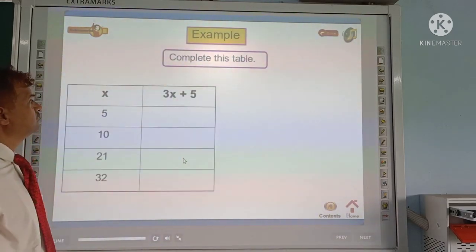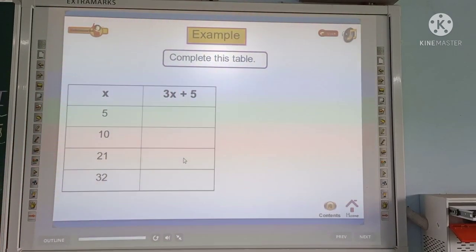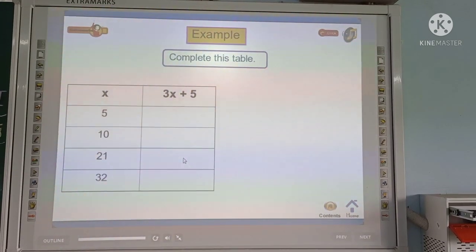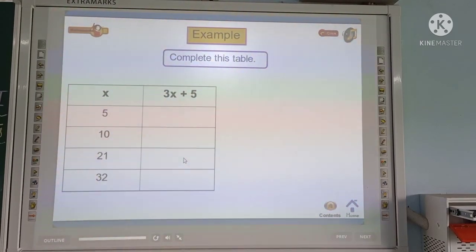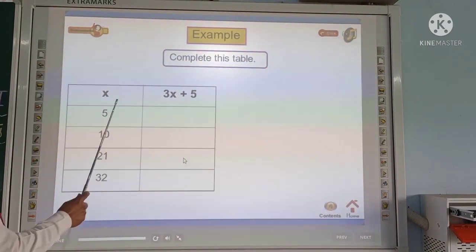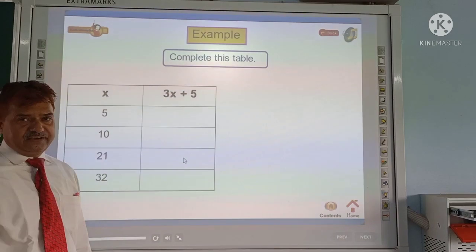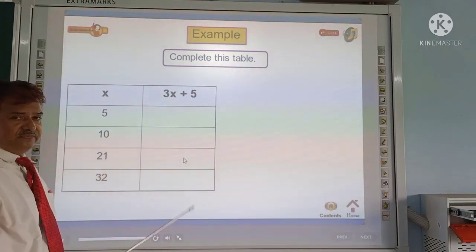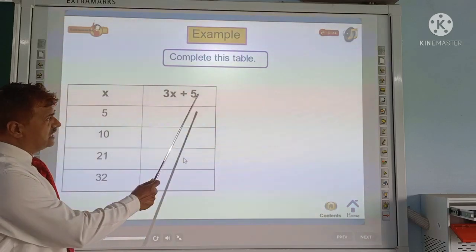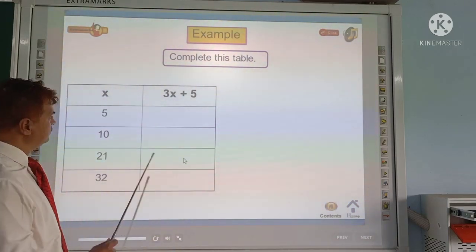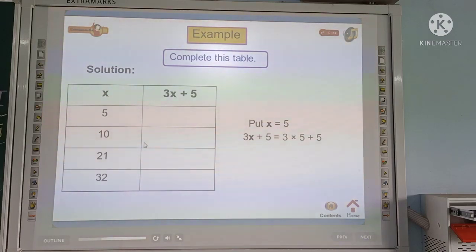Okay? Let us now try to fill this table. Here, in the first column, different values of x are given, and in the second column, the expression 3x plus 5 is given. We have to evaluate the given expression at different values of x. 3x plus 5. If x is equal to 5, then 5 3s are 15 plus 5, that will be 20. For x is equal to 5, the value of the expression is 20.